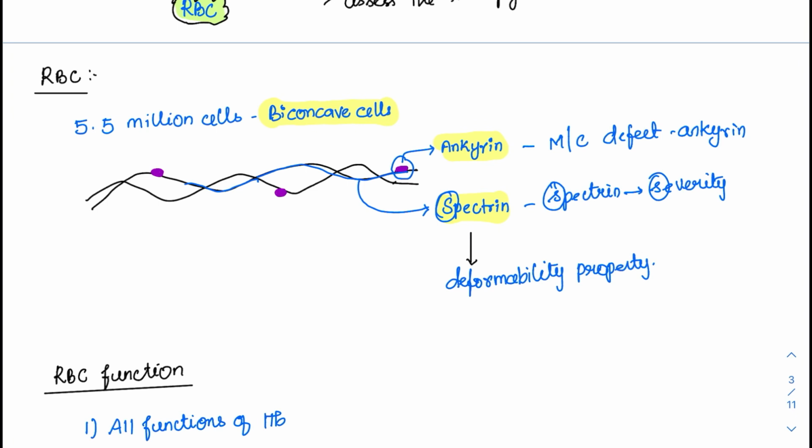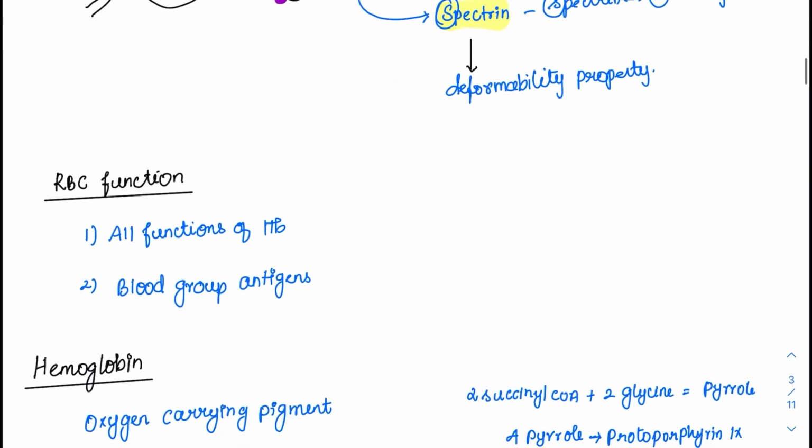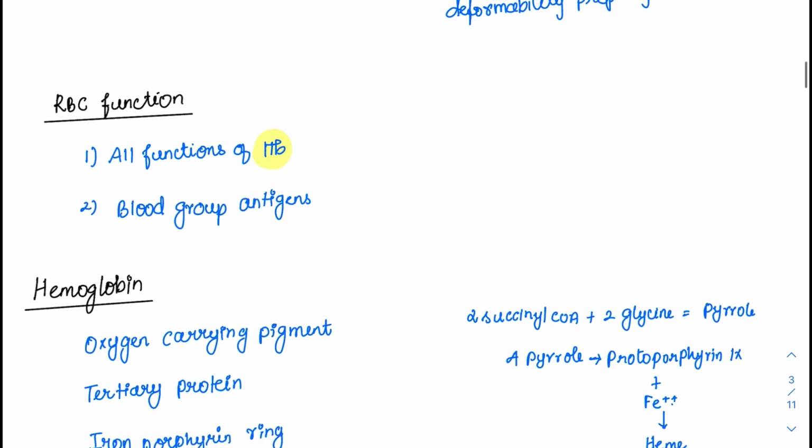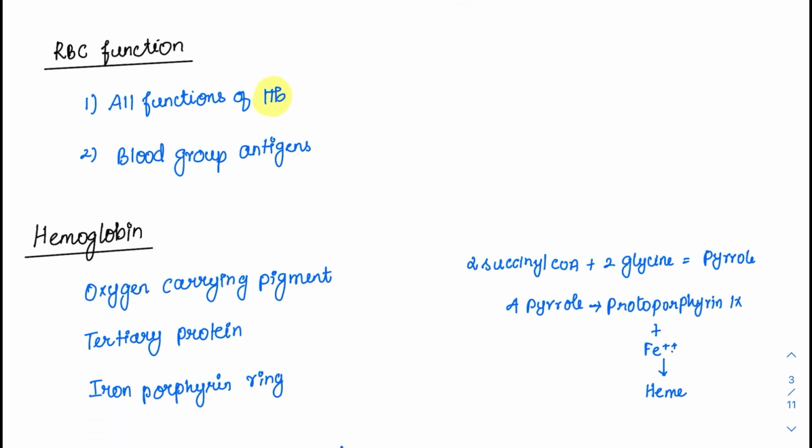So coming to the functions of RBCs, RBC has one important molecule inside it, which is called hemoglobin. Whatever is the function of hemoglobin, like carrying oxygen and throwing out carbon dioxide, all these are functions of RBC also. Not only that, they also have the blood group antigens. Whatever blood group we are going to study, the antigens for them are present on the surface of the RBC. So both are functions of the RBC.